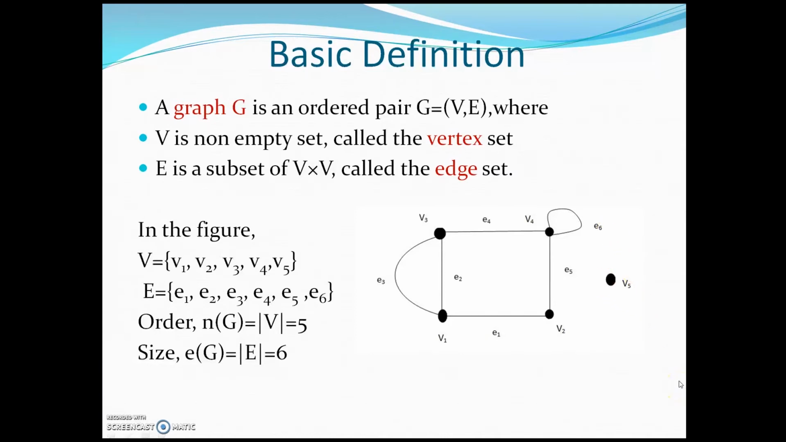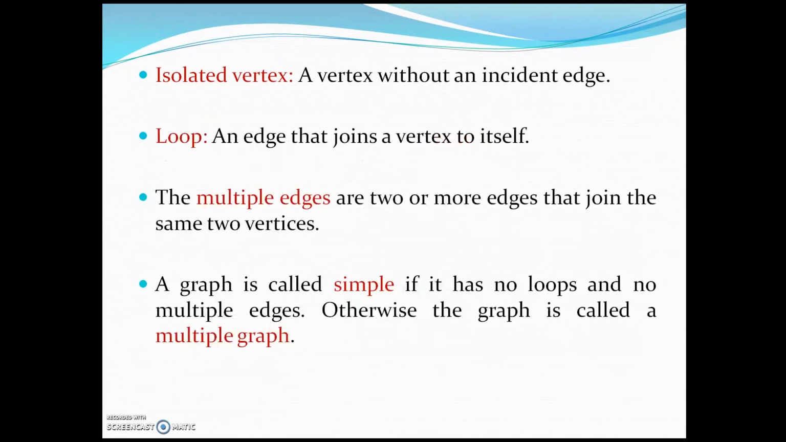The order of the graph is the number of the vertices of the graph. So for this figure, the order of the graph is 5. The size of the graph is the number of the edges of the graph. So in this graph, the number of edges is 6, so the size of the graph is 6. In this figure, we see that there may be more than one edge between any two vertices. There may be an edge from a vertex to itself and there may not be any edge incident on a vertex. Depending on this, we have the terms isolated vertex, loop and multiple edges.